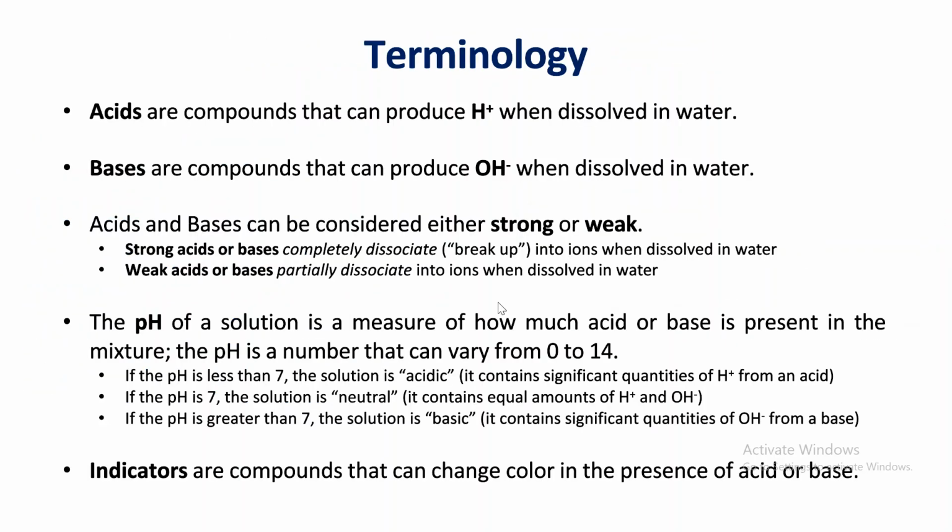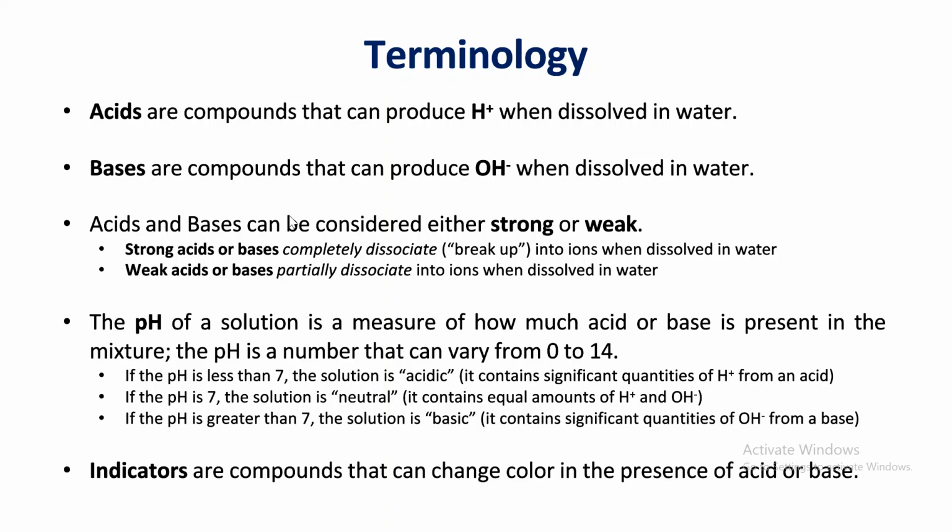So let's talk about the theory behind this lab, some terminology you need to be familiar with. Acids are compounds that can produce H plus when dissolved in water. Again, H plus is also known as the hydrogen ion, which is similar to H3O plus, which is the hydronium ion. Bases, on the other hand, are compounds that can produce OH minus when dissolved in water. OH minus is the hydroxide anion.